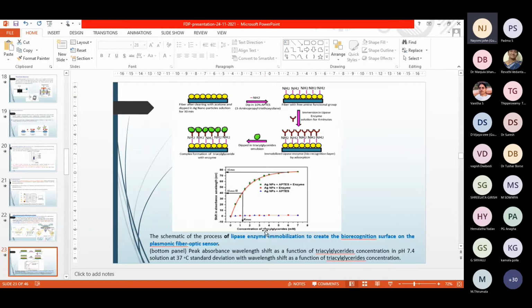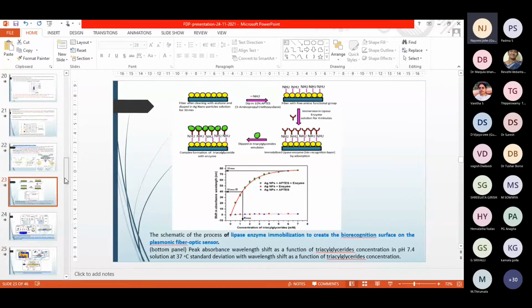Here you can see, as the concentration of the triglycerides is increasing on the lower graph, there is a shift in the absorbance wavelength in nanometers. For every concentration increase, there is a shift in the wavelength. So this is a very good example where one can understand what concentration of the analyte is present in the sample.